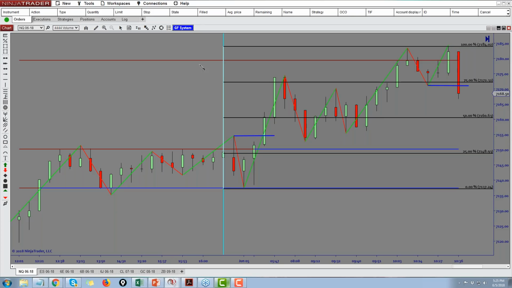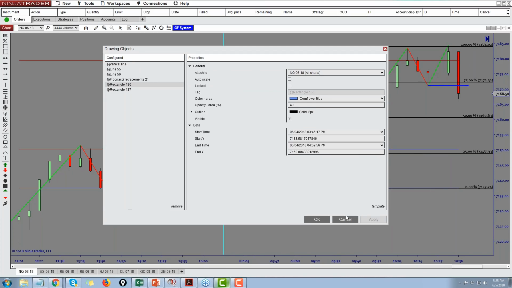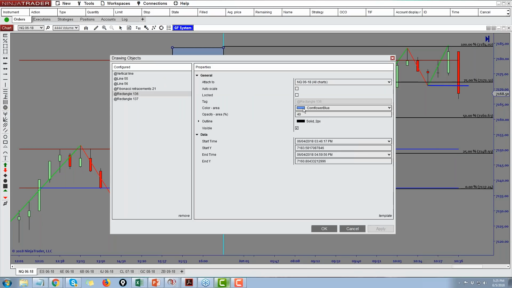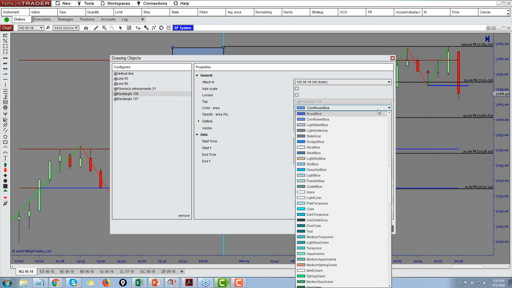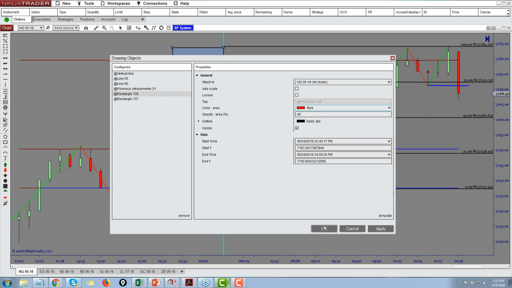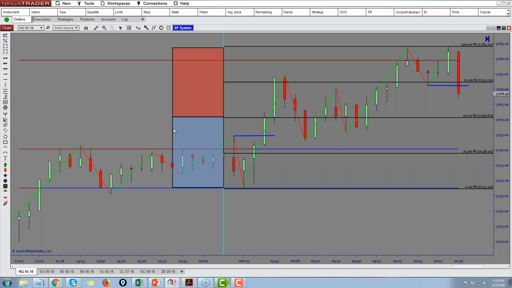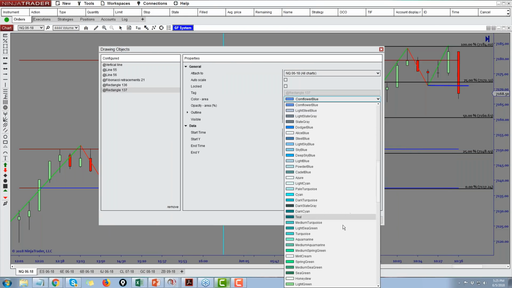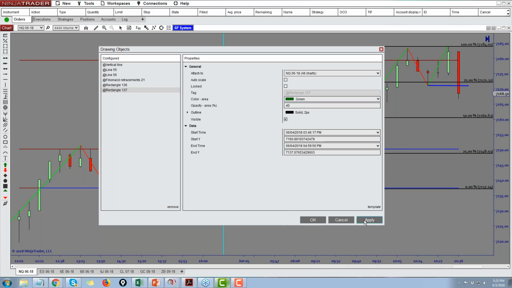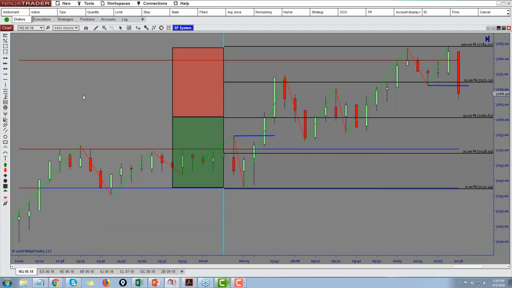Now I want to do this. Let's put a little box like that. Put a little box like that. And we're going to turn this to red. And it's not going to give it to me, so we're going to find it. And we'll leave that to green. Just like that. So what I've done is I've basically mapped out where I'm allowed to buy and sell the market.